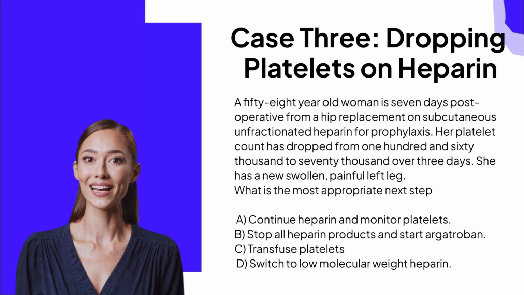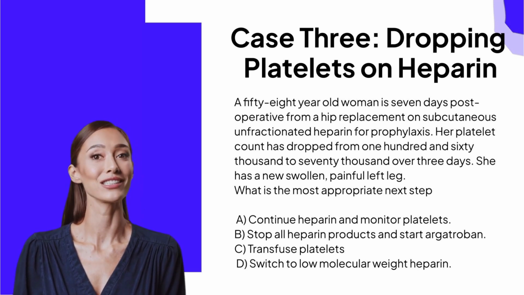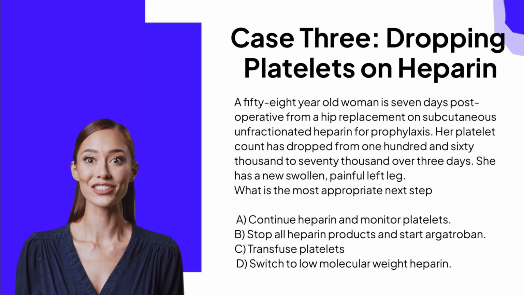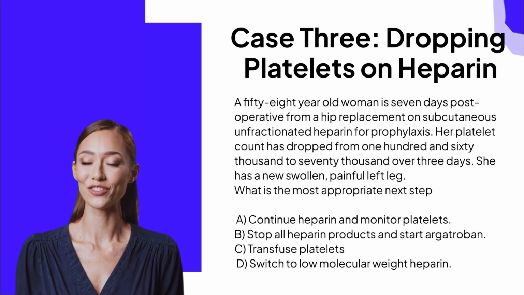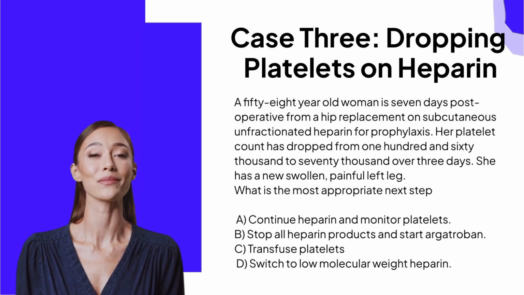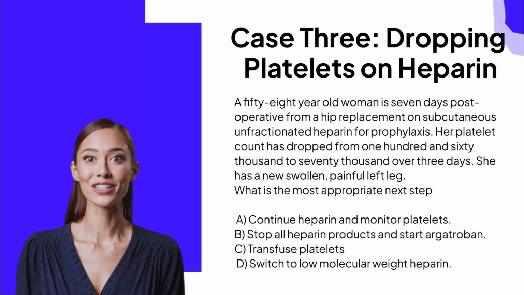The choices are A. Continue heparin and monitor platelets. B. Stop all heparin products and start argatroban. C. Transfuse platelets. Or D. Switch to low molecular weight heparin. Think carefully about the timeline and the clinical picture.